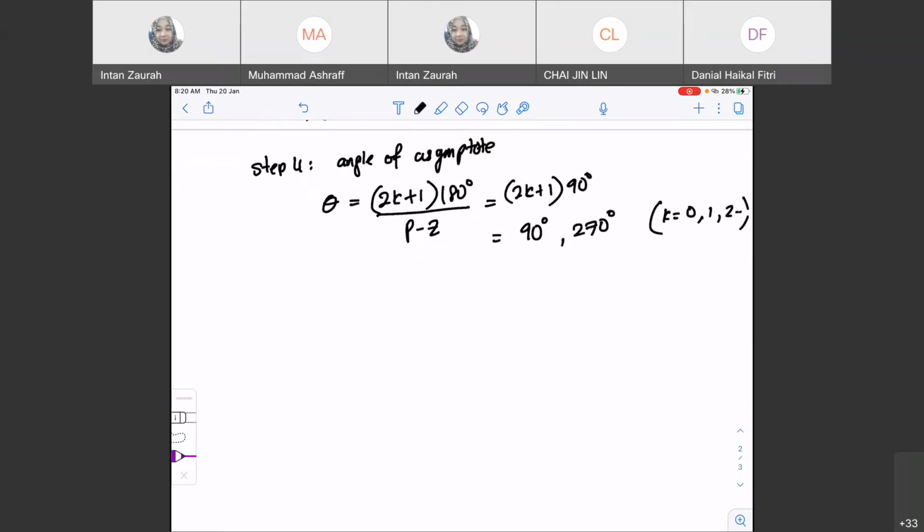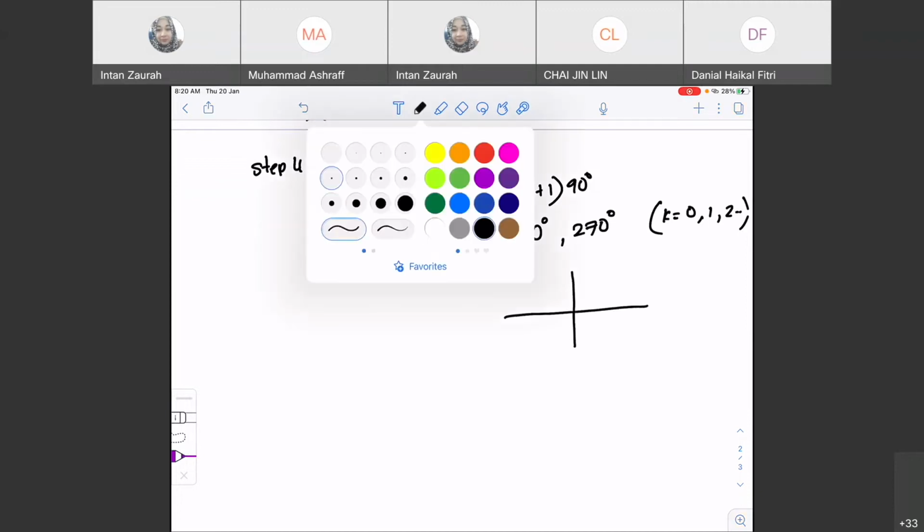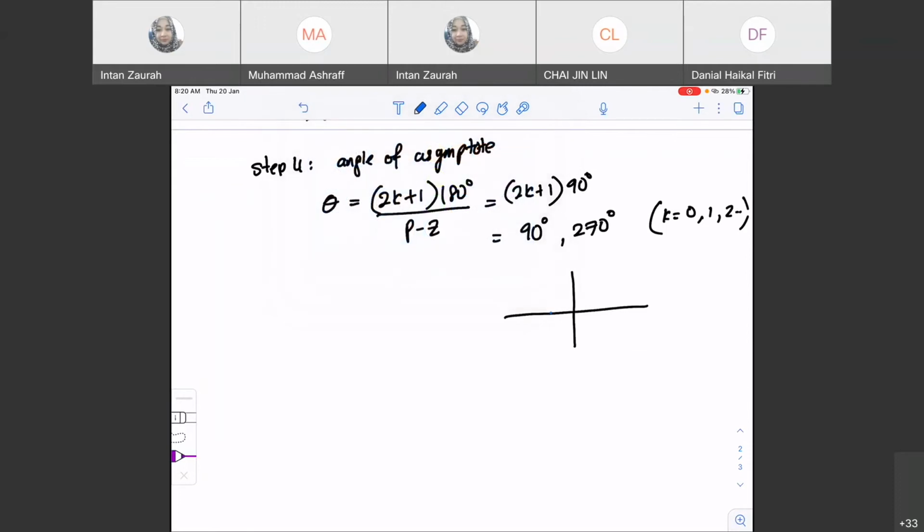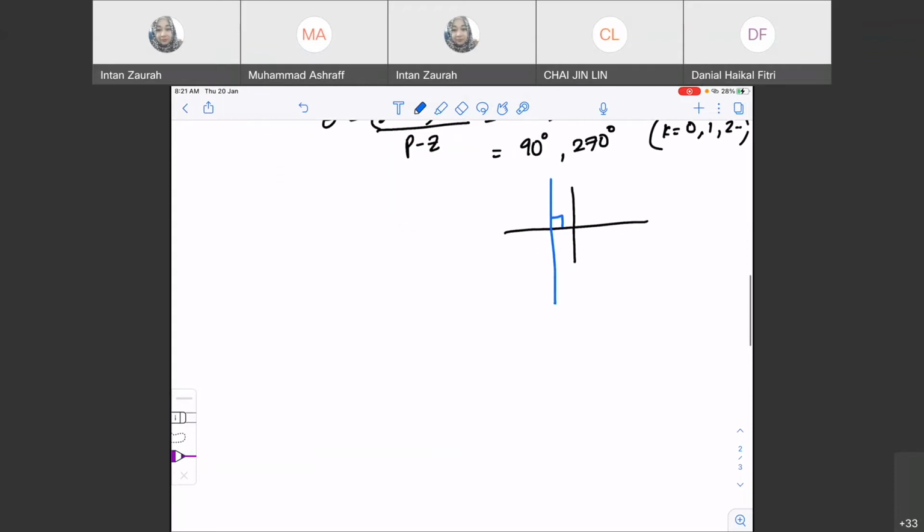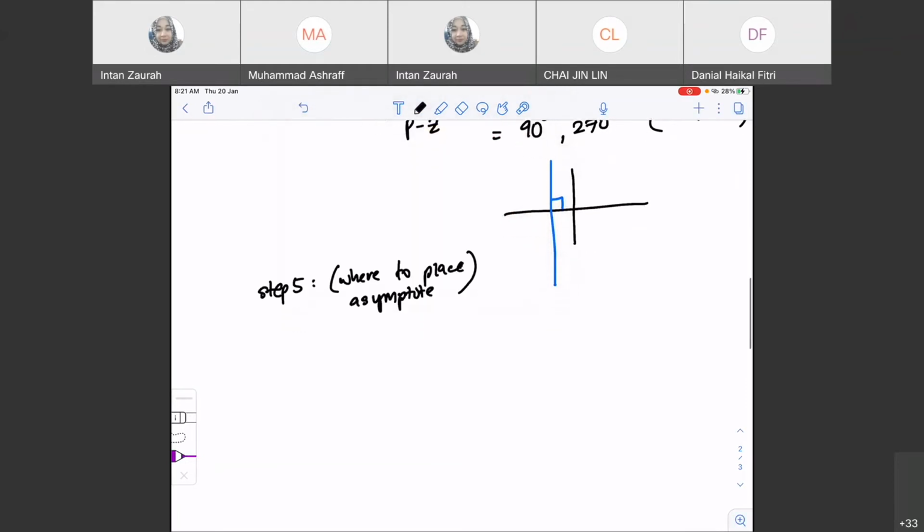And how does the asymptote look? I've already shown it in the previous video. For 90 degrees, it goes up like that. Okay, so this is 90 degrees. And for 270 degrees, it goes down like that. So it's like a straight line for this particular example. Okay, then step number 5 is for you to find out where to place this asymptote. That is alpha A, and the formula is the sum of the poles minus the sum of the zeros.